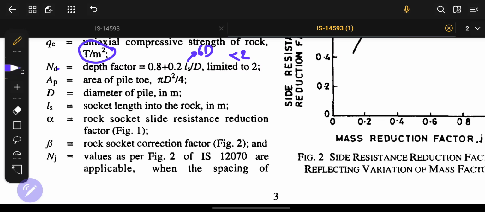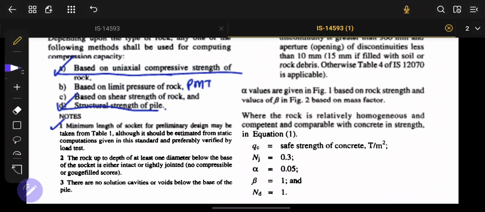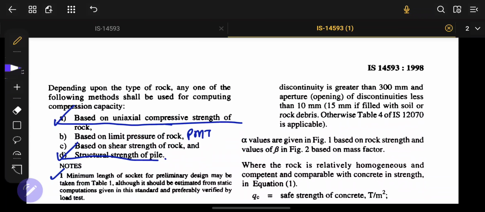NJ is the value as per figure 2 of IS 12070. In IS 12070 there is a figure, and in that figure we get the NJ values. This is based on the spacing of the discontinuities. So what is the spacing of the discontinuities? It gives us the NJ values.